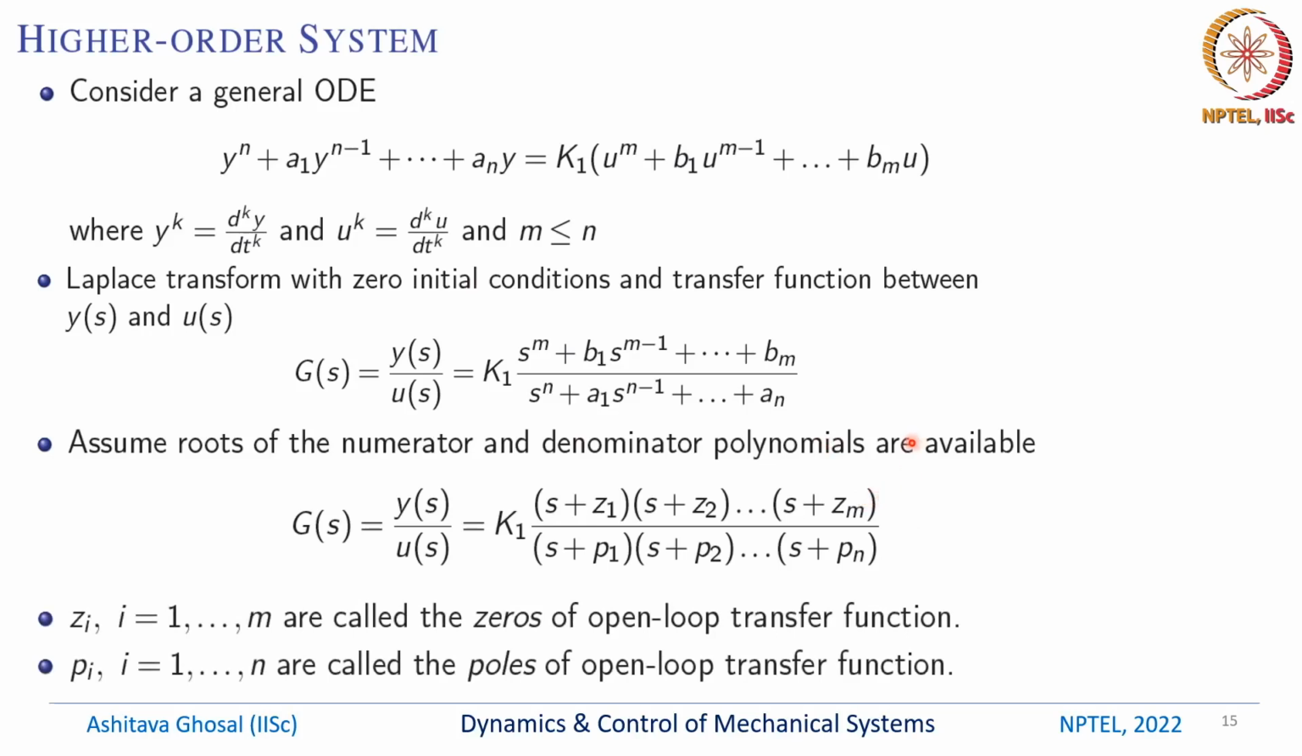So in root locus, these zi's, of which there are m, are called the zeros of the open loop transfer function. This g of s, which is output y of s divided by the input to the plant, u of s, is the open loop transfer function. So z1, z2 all the way till zm are the zeros of the open loop transfer function, and p1, p2 all the way till pn are called the poles of the open loop transfer function.